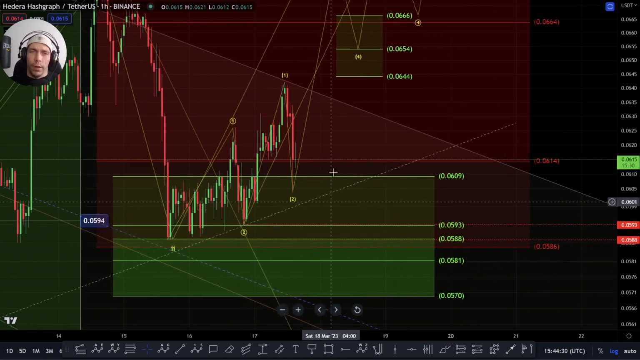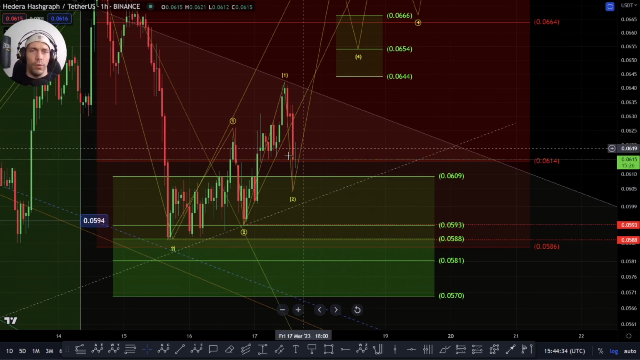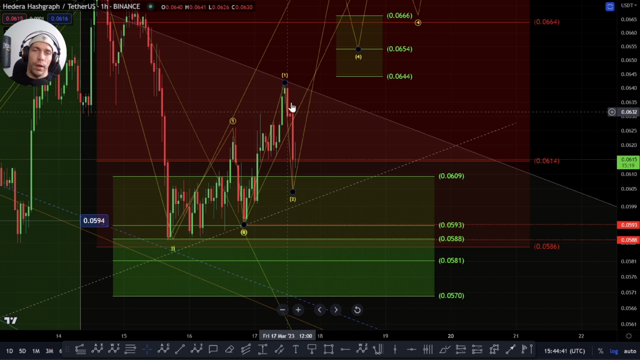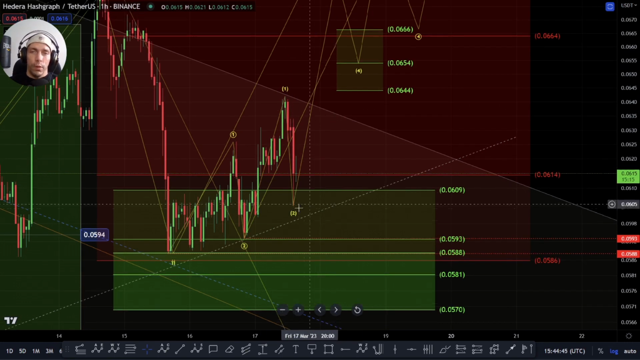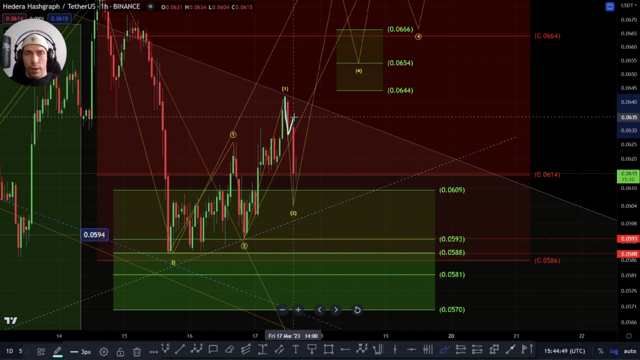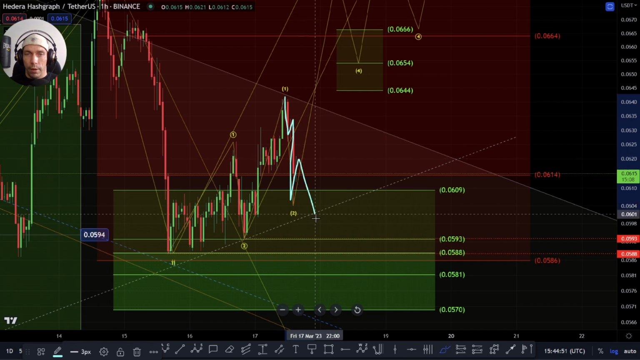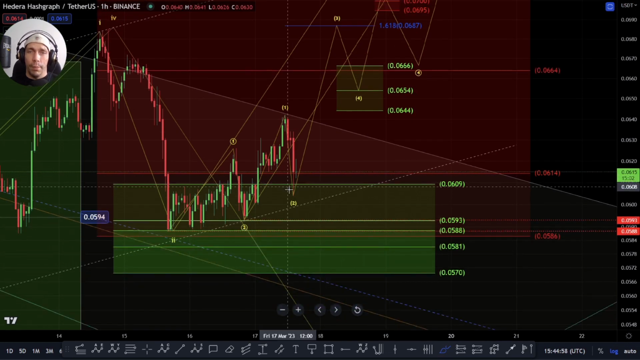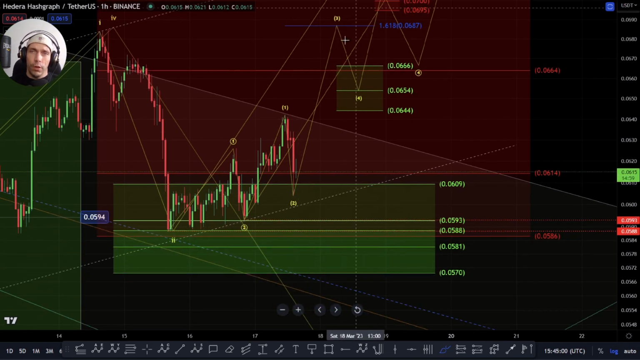So what I'm looking for here is slightly counting this structure differently. I'm looking at this potentially as a diagonal, 1, 2, then another 1, 2, 3, 4, 5 into this high, and then this potentially as a wave 2. We need to be cautious. Like I said, potentially this could become a 1, 2, 3, 4, and a 5 to the downside, but at the moment we just have a three-wave structure. If it reverses here and we actually push up, then potentially we could be starting this move here.